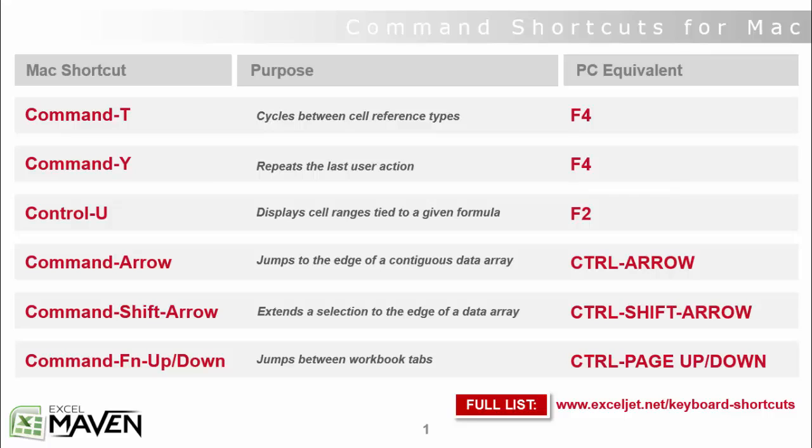Now, the control shortcuts for PC are really similar. You'll just use Command for a Mac. So Command arrow and Command shift arrow will jump to the edge or extend a selection to the edge of a contiguous data array, and the Command function or FN up and down will jump between workbook tabs on a Mac. The last thing to note here is that unfortunately the Alt key tips just don't exist for Mac.